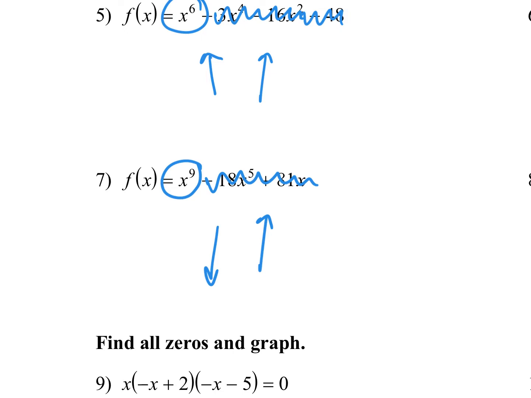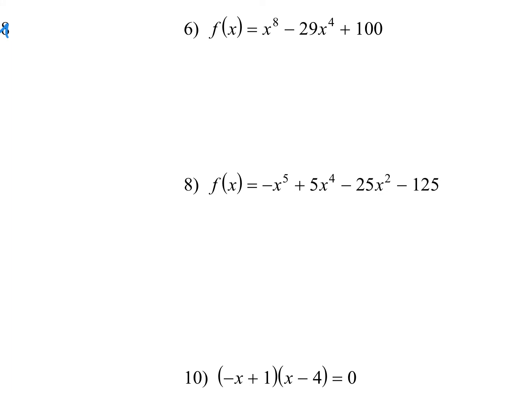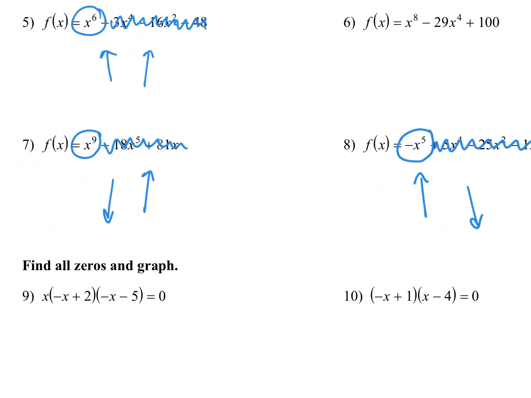Can you do a negative one? Sure. Let's look at number 8. Which term do I look at here? Negative x to the 5th power. The rest of it doesn't matter. So if it's negative, what does the right arrow do? The right arrow goes down. Is it even or odd? Odd. So what's the left arrow going to do? Up. They go in opposite directions. So if the right one's going down, the left one goes up. Good with these?